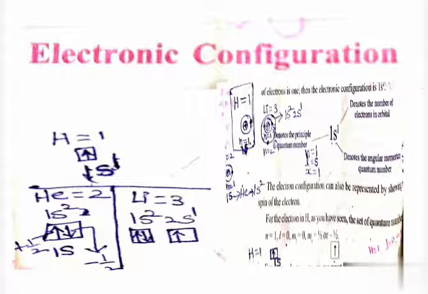Lithium, atomic number 3. Its electronic configuration is 1s2, 2s1. So how can we write its configuration? First shell 2 electrons. Okay, next shell only 1 electron. Lithium 3, 1s2, 2s1. First shell 2 electrons, next second shell 1 electron. Like this we can show in the orbitals.